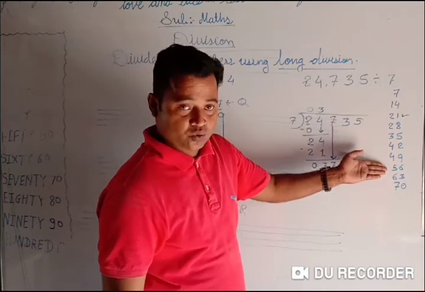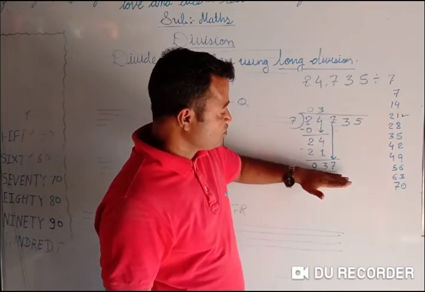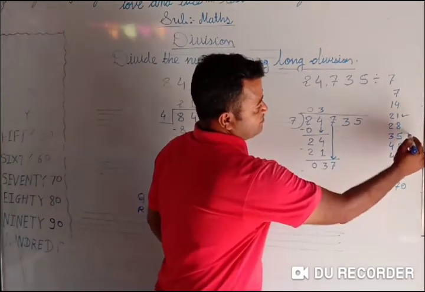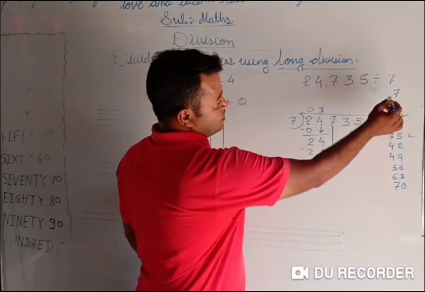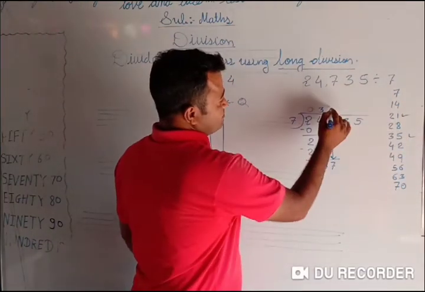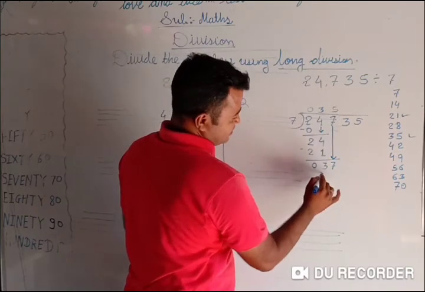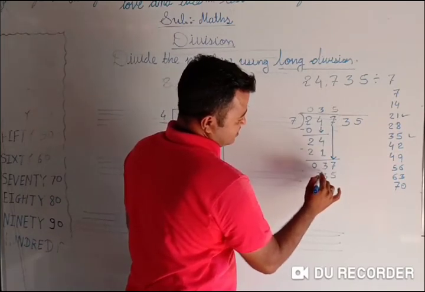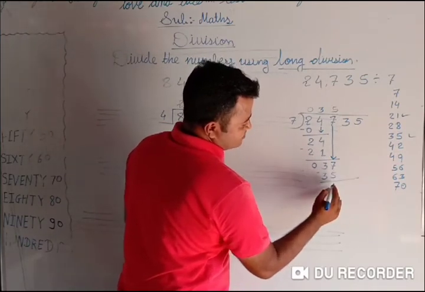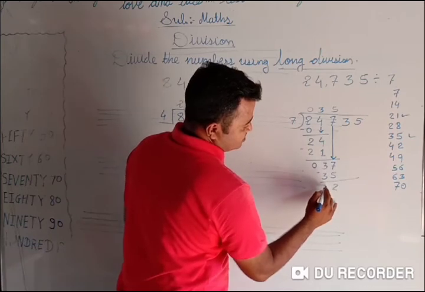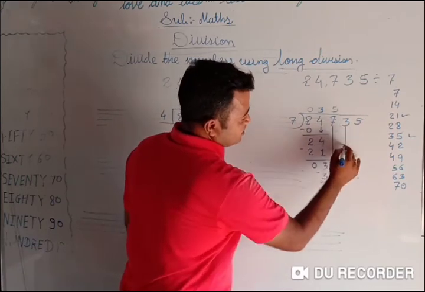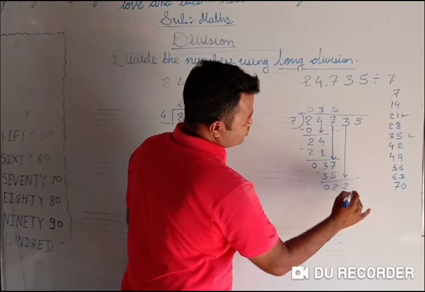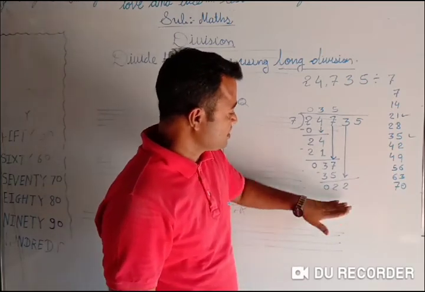Now we have to see whether 37 comes in the 7 times table. Does it? No, it does not. So the number which is smaller than 37 is 35. And where does it come? 1, 2, 3, 4, 5, 7 fives are 35. Let us subtract it. 7 minus 5, 2, 3 minus 3, 0. Bring down the next number, that is 2. Right? So now my number is 22.